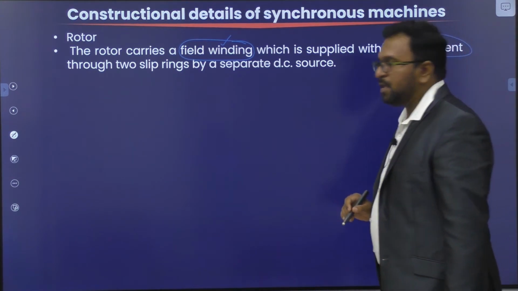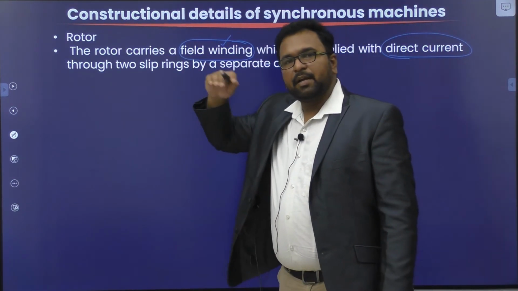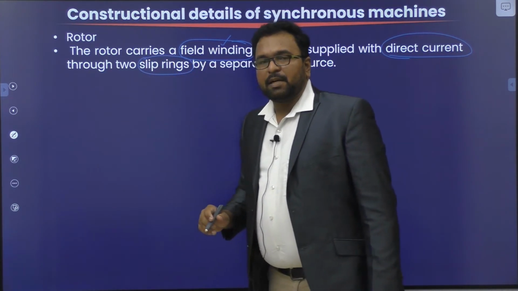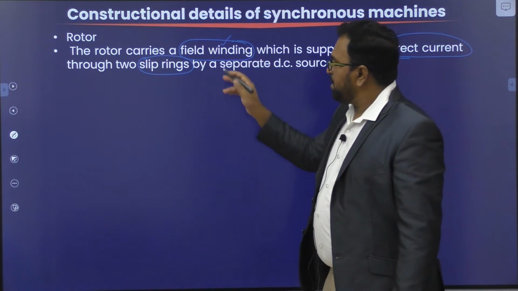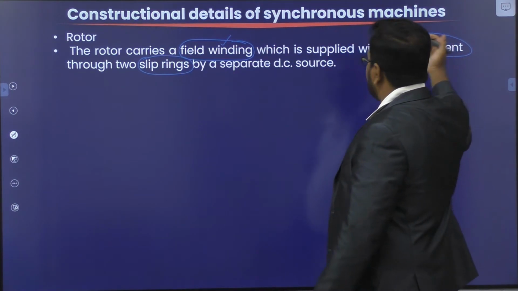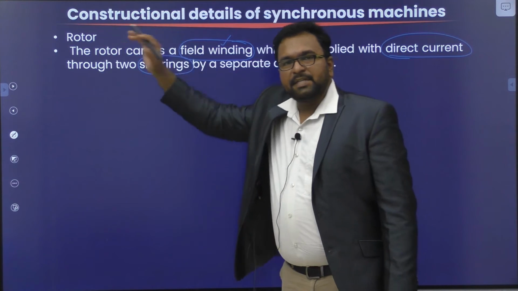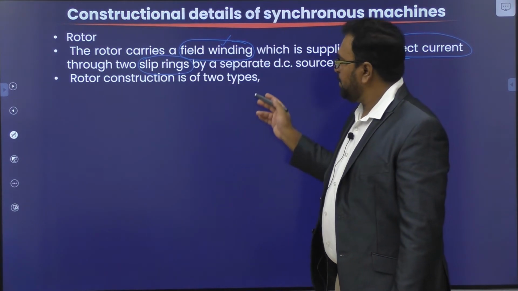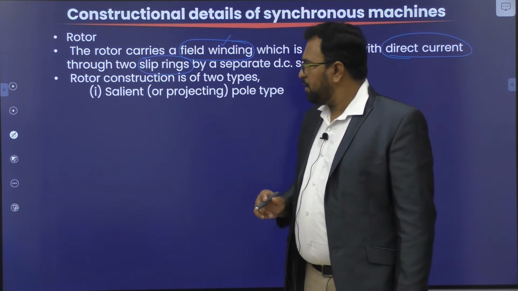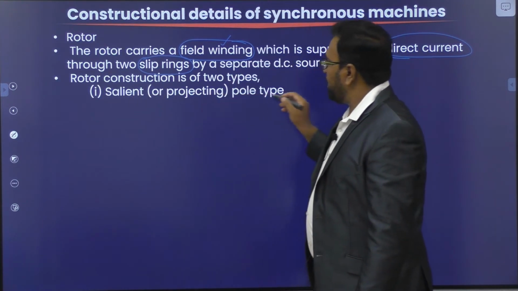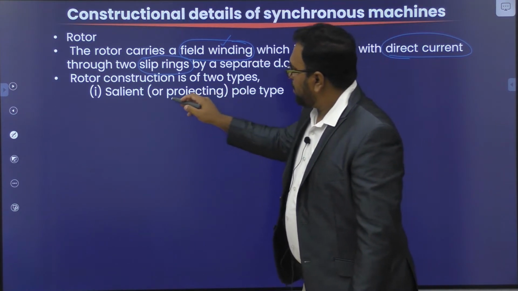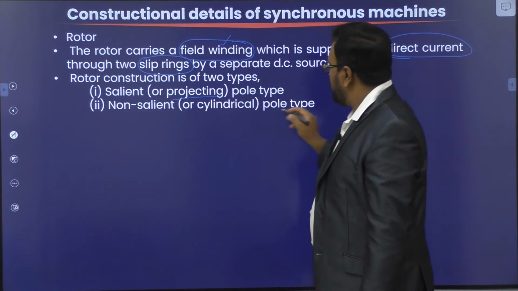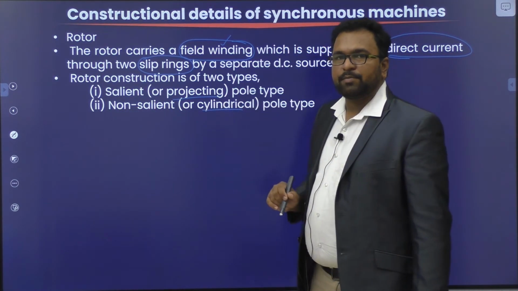DC supply. How are we going to provide a DC supply to a rotating winding? By means of slip rings. These slip rings are nothing but sliding contacts. By means of these slip rings, we are going to provide a DC supply to the field winding present on the rotor. The rotor can be constructed in two ways. So the construction of rotor is of two types. The first one is the salient pole type or projecting pole type. The second one is the non-salient pole type or cylindrical rotor.